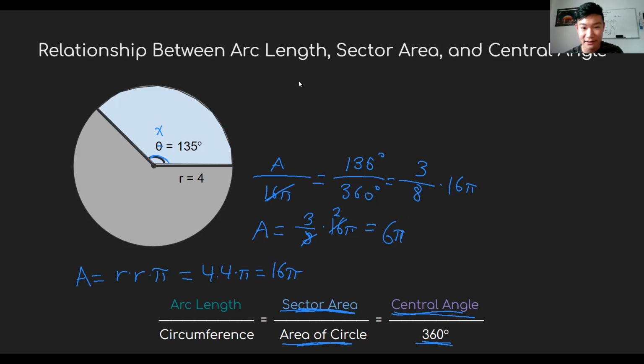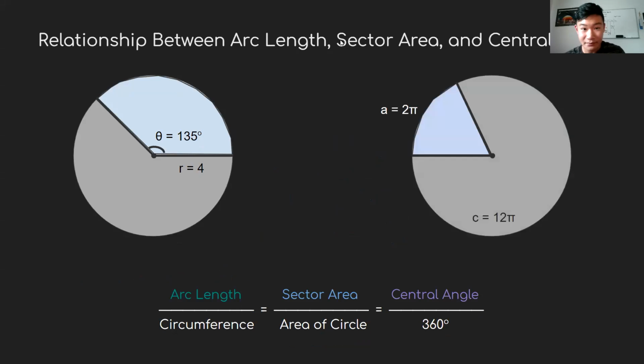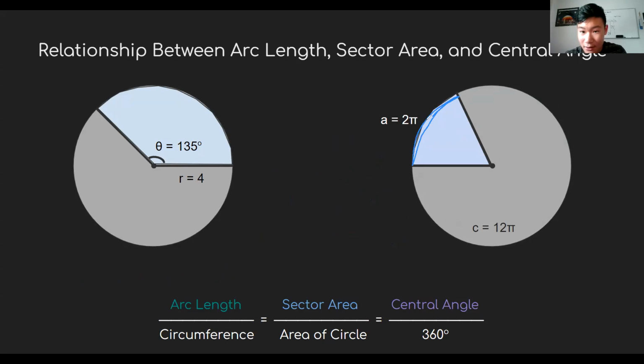Okay, now don't worry, we have another problem here, and I'll go over this one too. This one is a little bit different because we're given this arc length here, and we're given that it is 2 pi. And so the goal is to find, again, the sector area. Can you guys try or just identify which parts of this fraction we would need to use? For example, would I need to use the arc length over the circumference? Would I need the central angle? Which ones do you think we need to use? Any ideas?